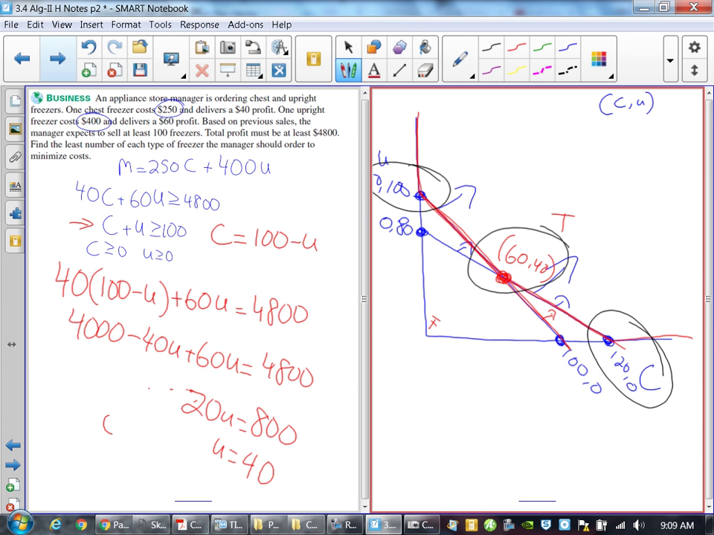That's expensive. So to find the intersection point, you just solve one of the constraints. How do you know that C equals 100 minus U? I'm just getting C by itself. C plus U is 100. Subtract U, C is 100 minus U. I'm using a quick one-step substitution. It's faster than taking this and multiplying it by 40 and then rewriting it. It's just quicker.